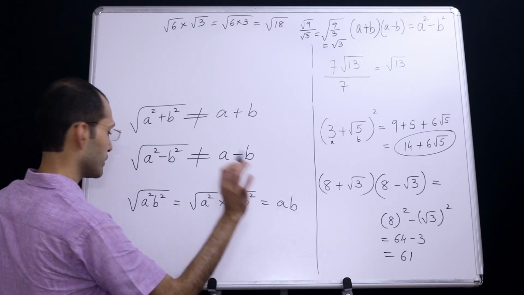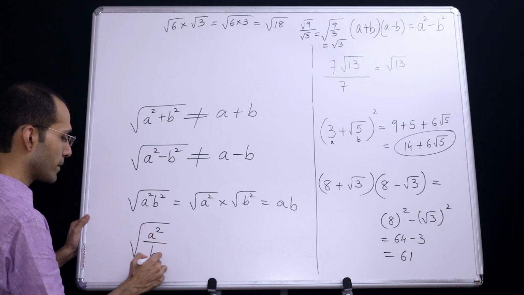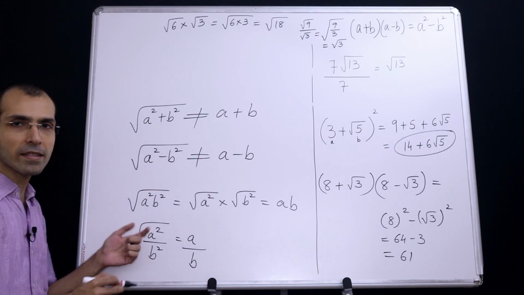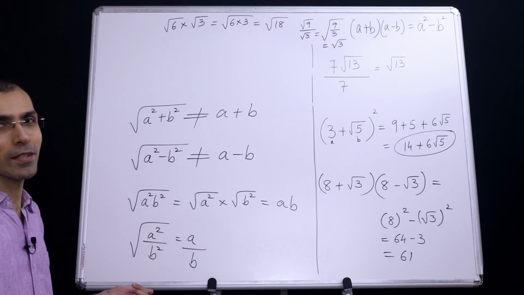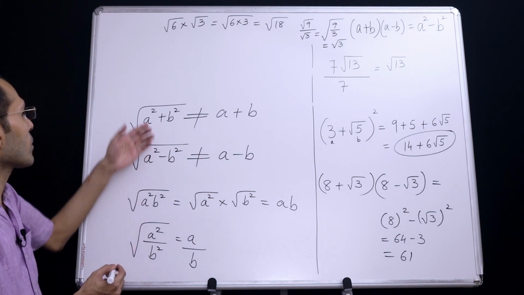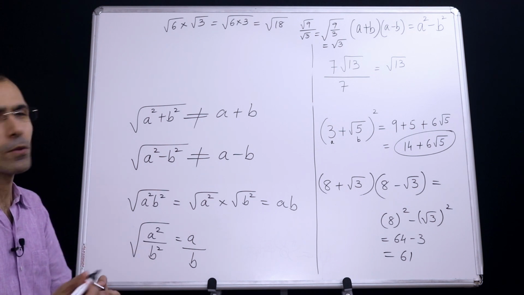That is ab. If it is root of a square upon b square, this will again be a by b, because the square root sign will operate independently on both the terms if there is multiplication or division, but it does not work in case of plus or minus. You can take an example and see if you wish to.